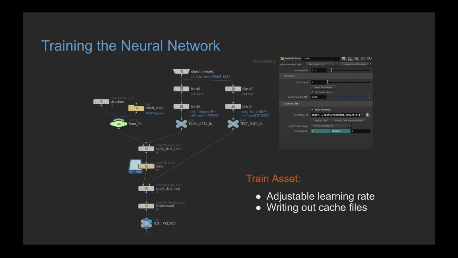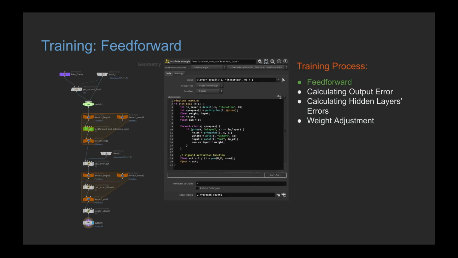Then we are going just to apply this data to the input layer. So again, I'm just taking this X attribute that I have on my data set and distributing 784 numbers to different points, one on each point. Then the training asset, we're going to dive into it later. And then to test how our network performs, we again applied the data, same asset, just applying the test data on the input layer, and an asset that does a feed-forward algorithm that is a part of a training asset as well.